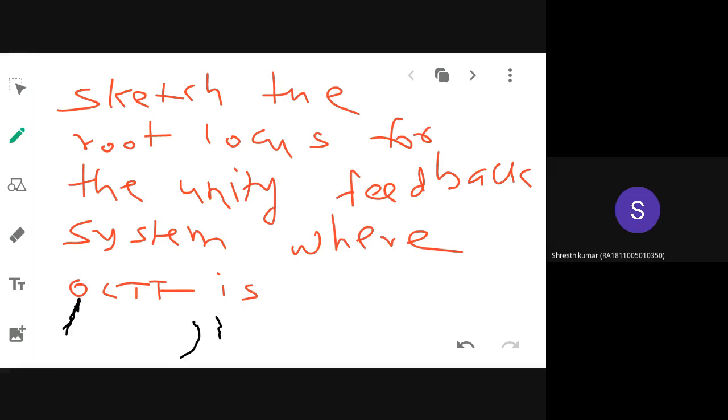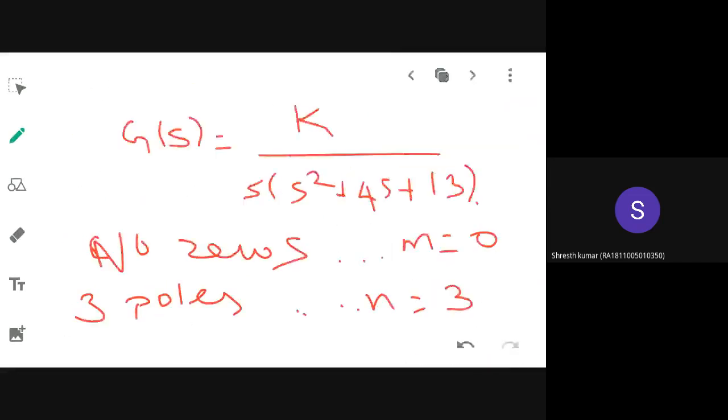Okay. If in case you were not having the question, not written it down, I am repeating it again. Sketch the root locus of the unity feedback system for an open loop transfer function that is given by G(s) = K / (s(s² + 4s + 13)).